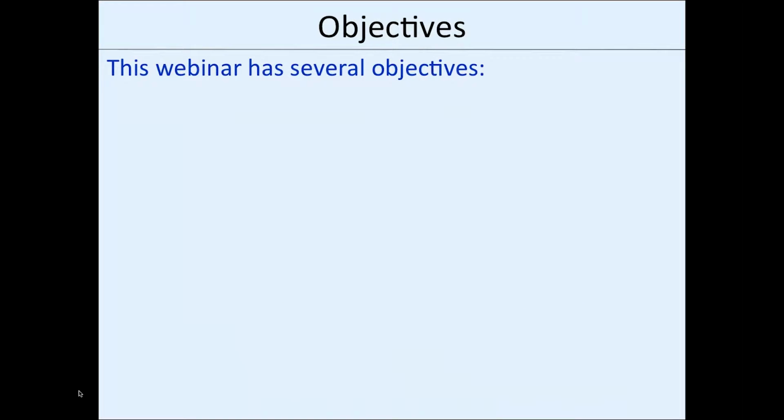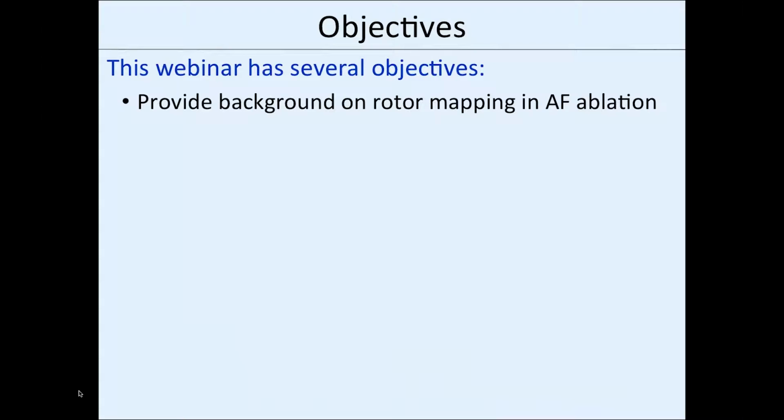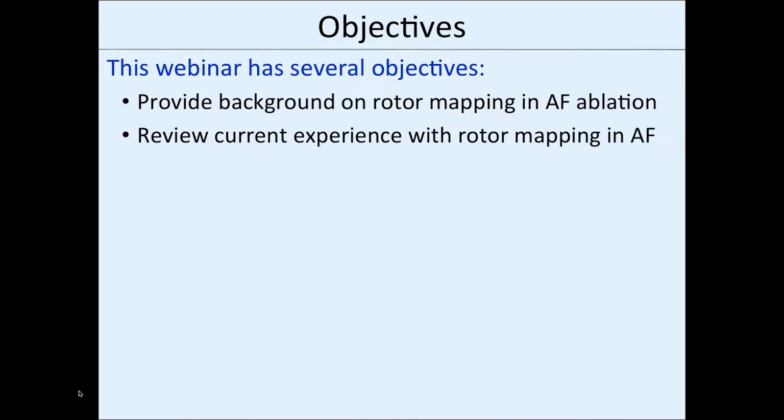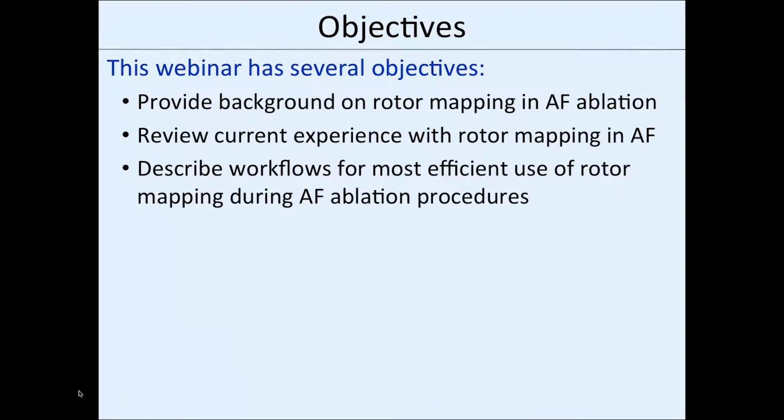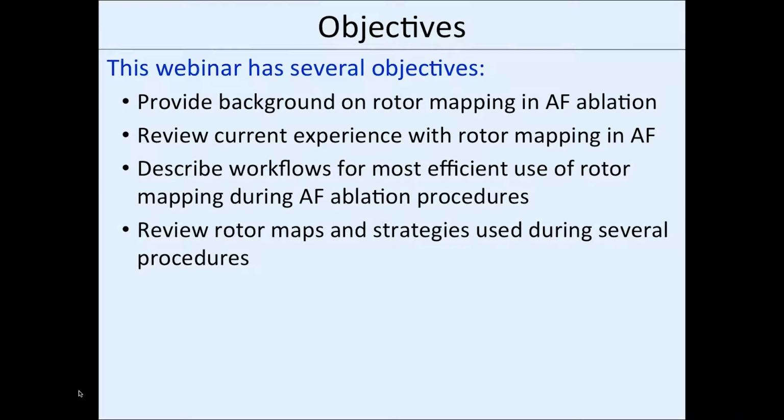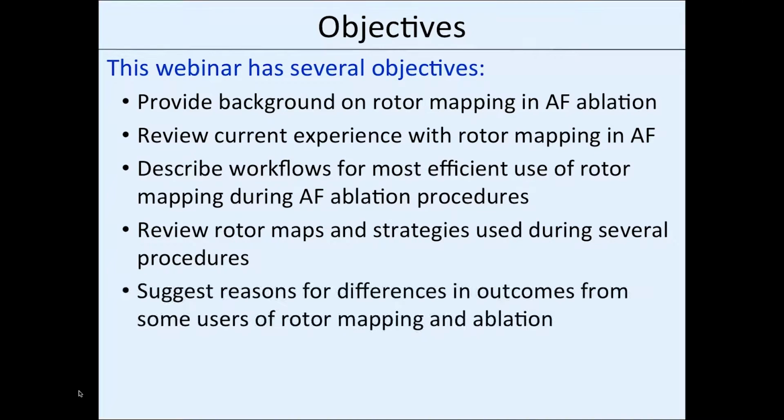First of all is to provide background on rotor mapping in atrial fibrillation ablation procedures, review some current experience with rotor mapping in these procedures, describe workflows for the most efficient use of this technology and strategy during mapping of atrial fibrillation and ablation, and we'll review some rotor maps and strategies used during several different procedures to get an idea of how this all works. Finally, we'll suggest reasons for differences in outcomes from some users of rotor mapping and ablation that are existing in the literature today.